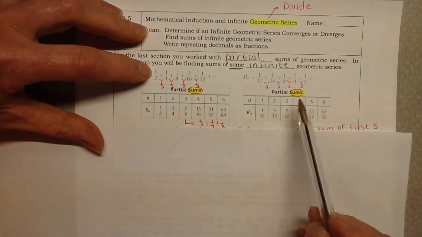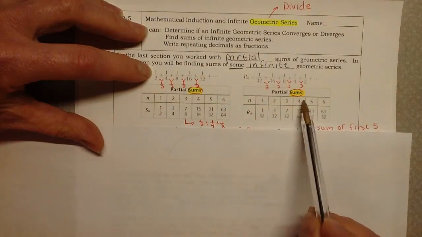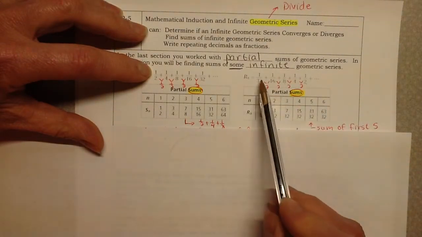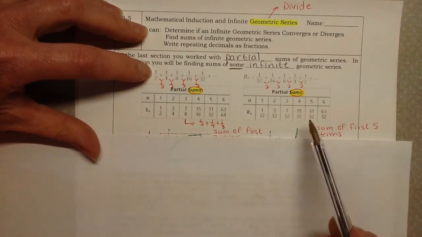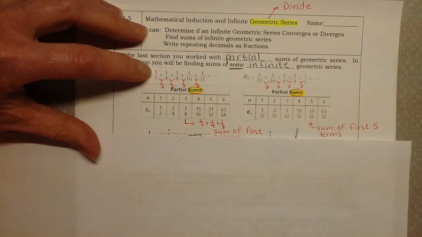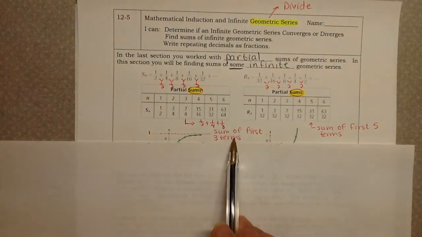Same thing over here. We'll go to number 5. This means the sum of the first 5 terms. So I'm adding all these 5 terms, and then my sum would be 31/32. So again, this represents the sum of the first 3 terms.